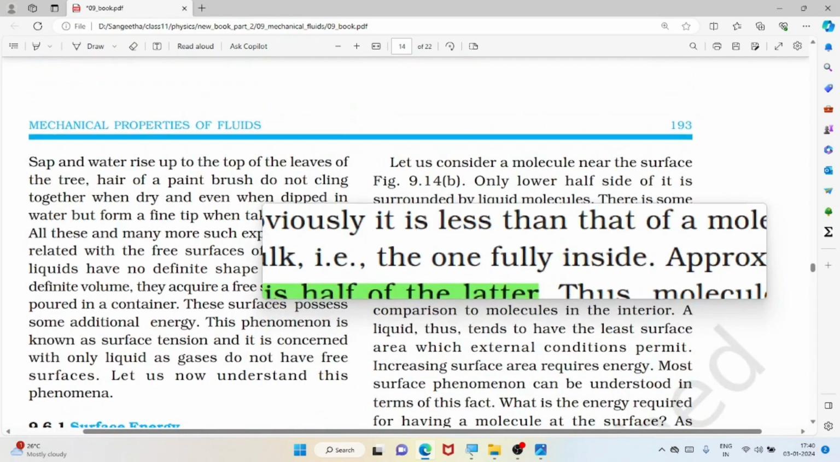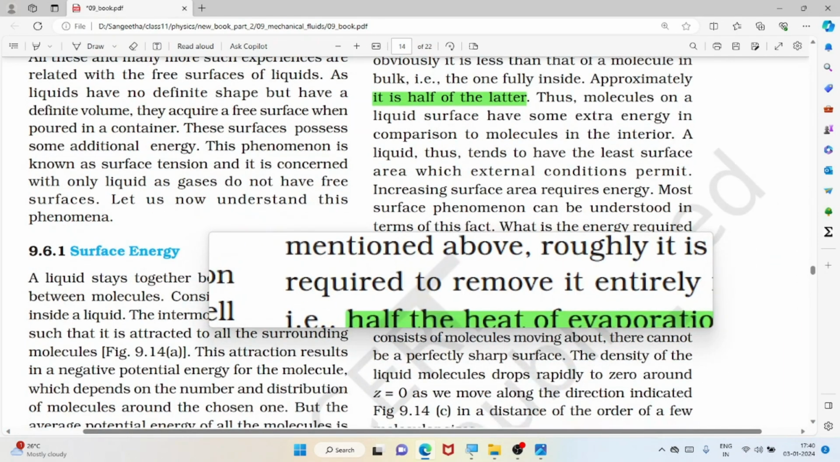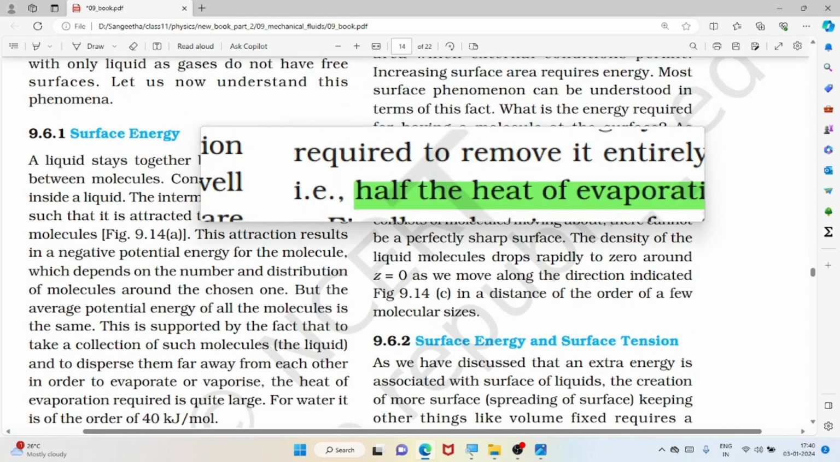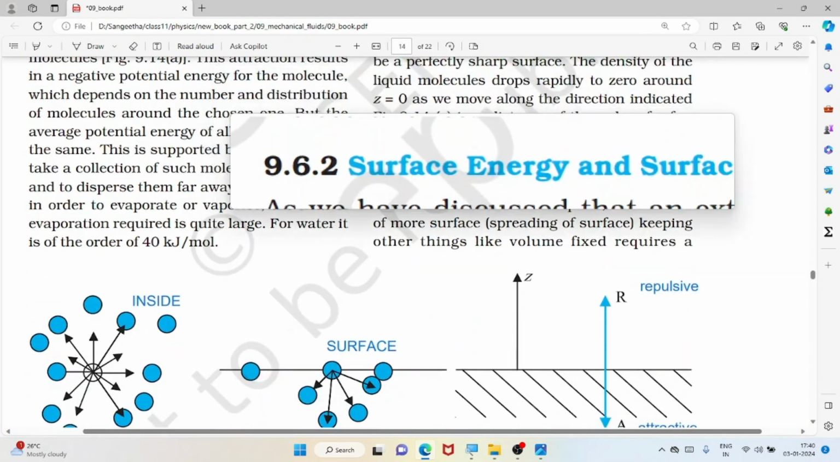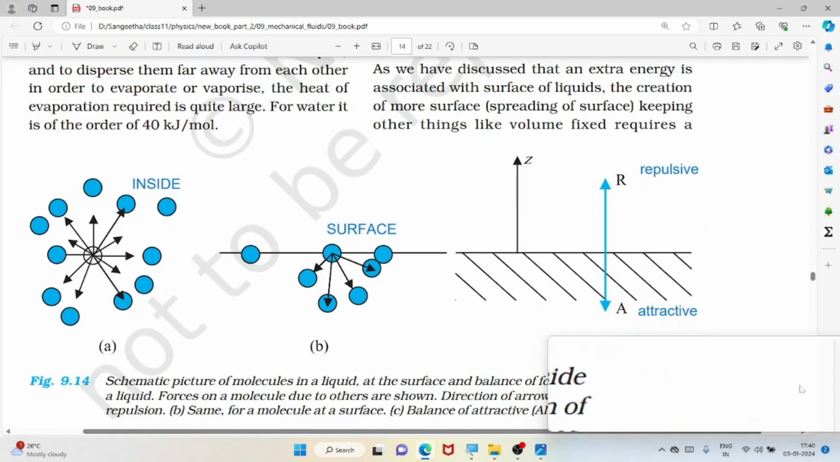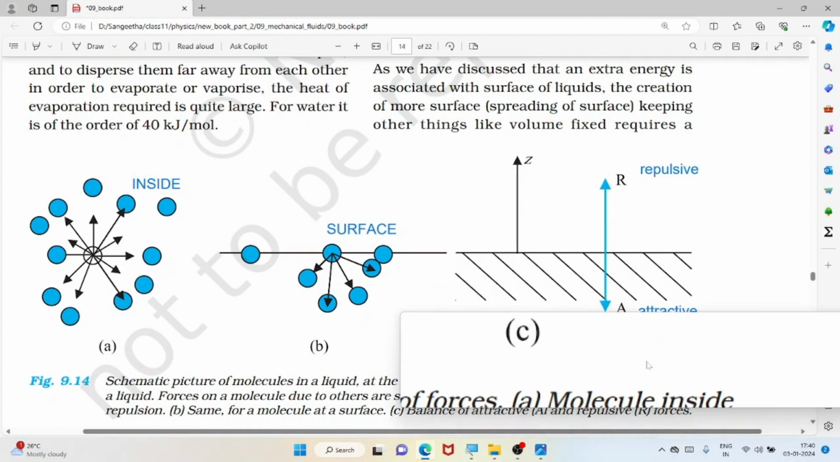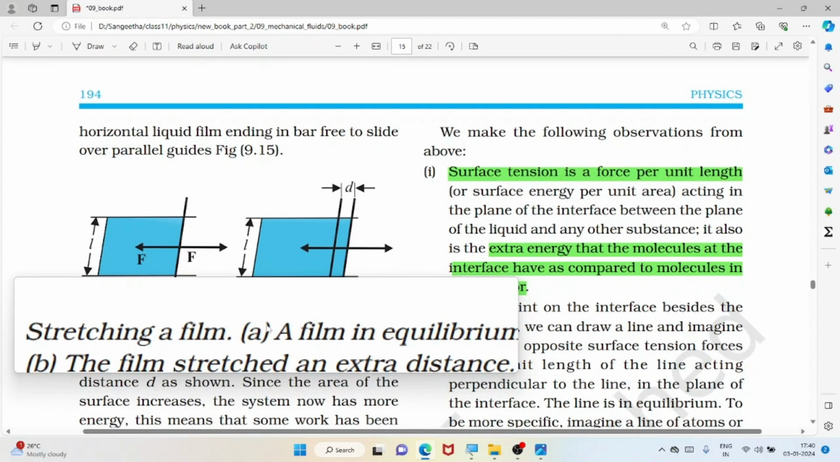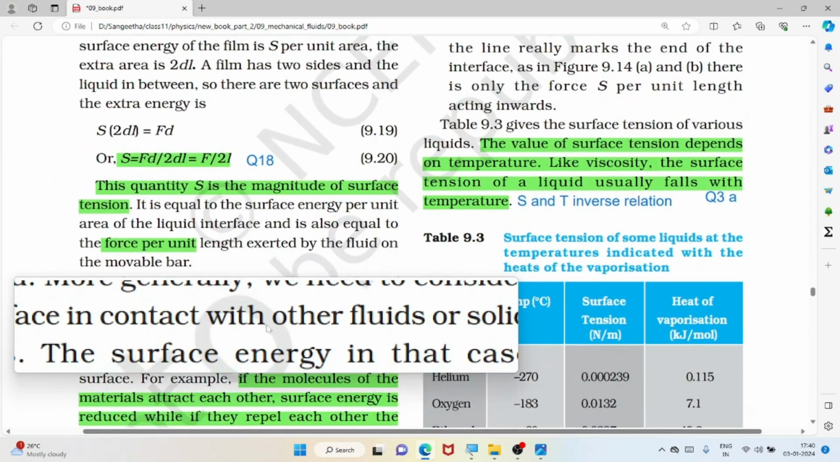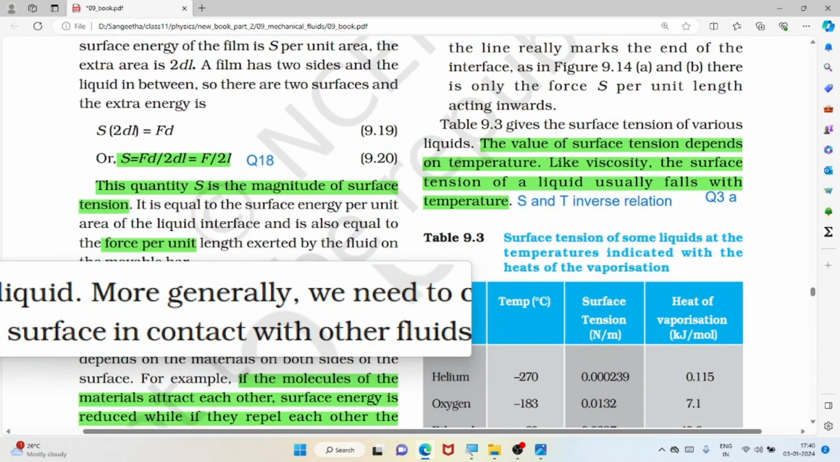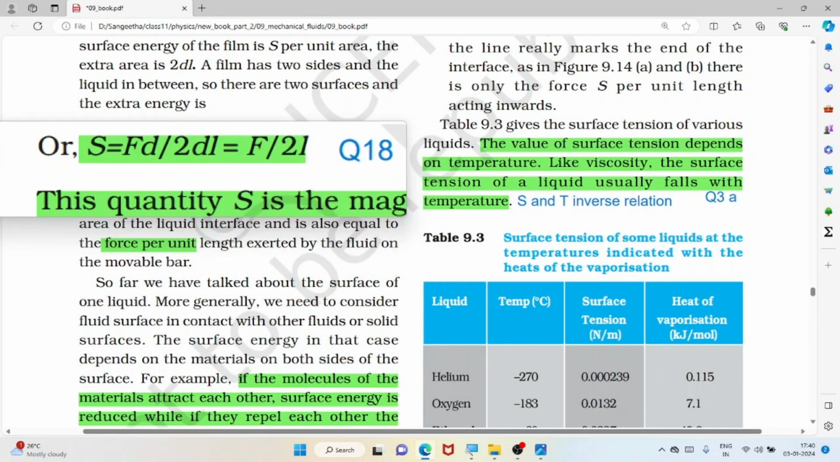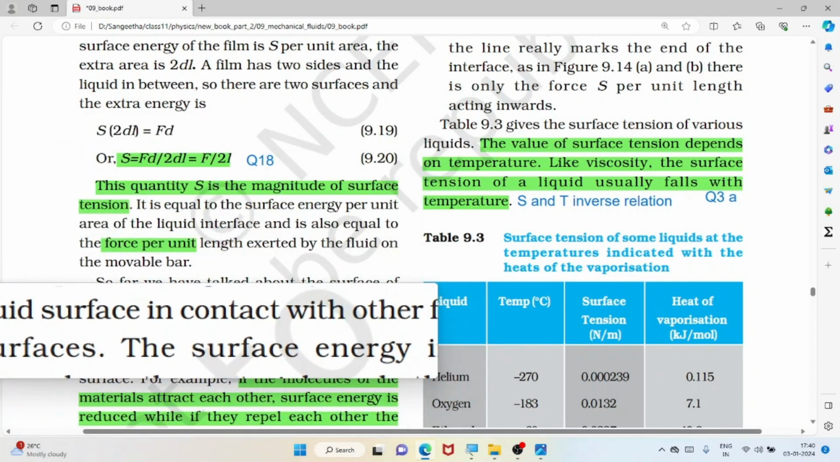So it has one half of the energy. This is the repulsion force, and A is the attractive force. This is the force per unit length. F by 2L is the surface tension. Pressure is force per unit area, F by A. Surface tension is force per unit length, 2L.